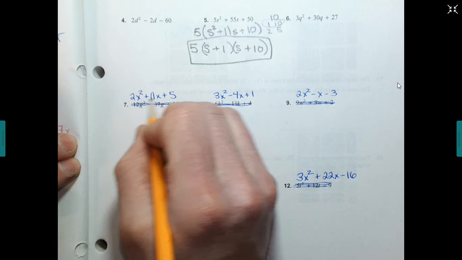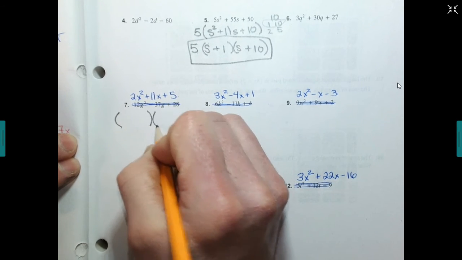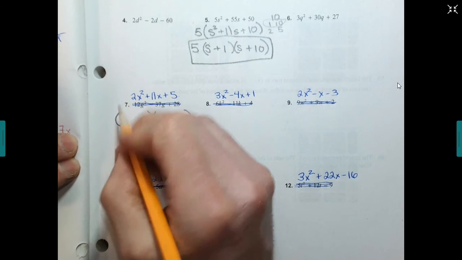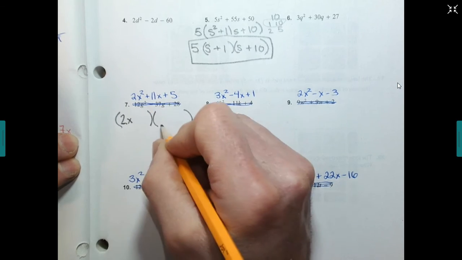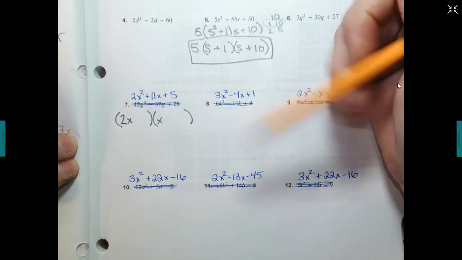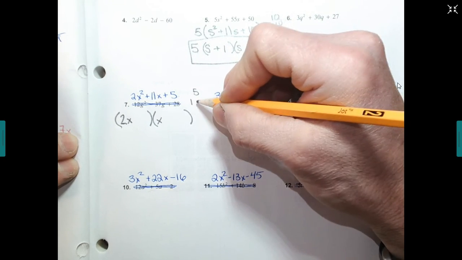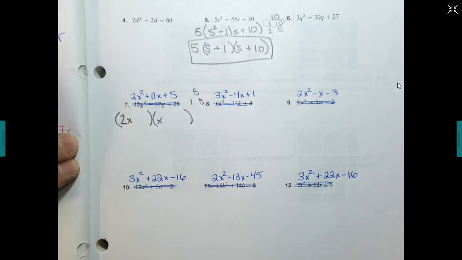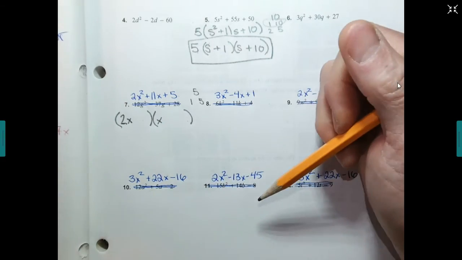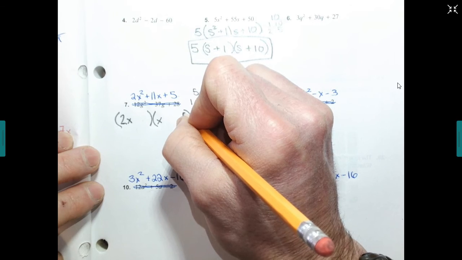So there's nothing common in all 3 of these. So I'm just going to go straight to my parentheses. And how do I get a 2x squared? Well, the only way to get a 2x squared is 2x times x. Now, factors of 5, I get a 1 and a 5. That's it. So I either put a 1 here and a 5 here, or a 5 here and a 1 here. I think I'm going to have to put the 5 here.